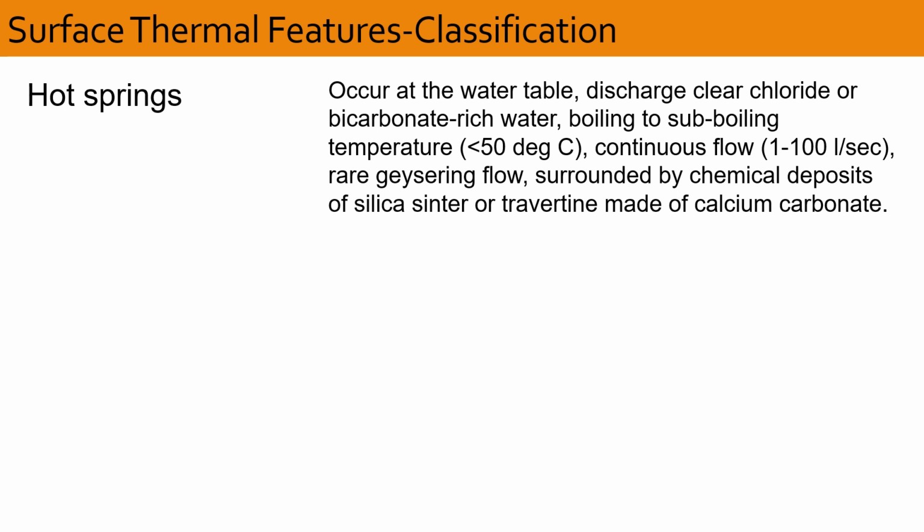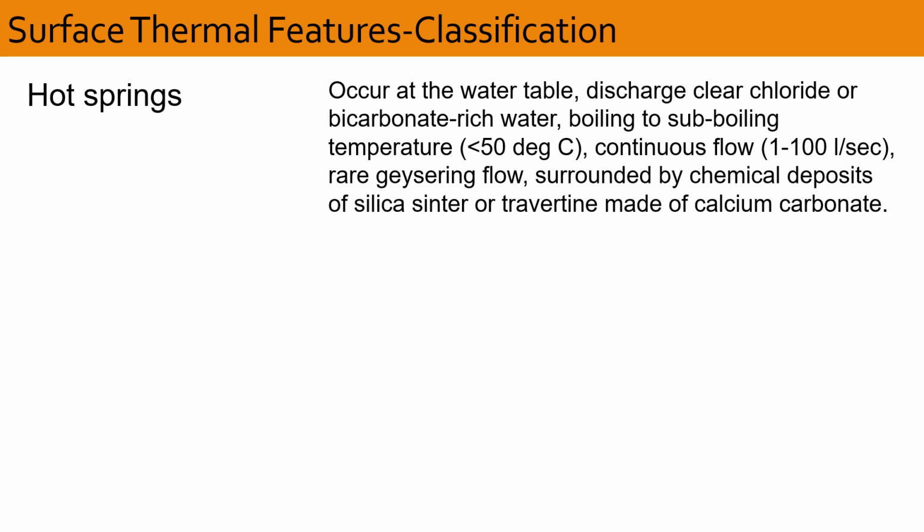To start, hot springs encompass the spectrum of surface features occurring at the water table. They discharge clear chloride-rich or bicarbonate-rich waters at temperatures that range from boiling down to subboiling of less than 50 degrees Celsius. Flow rates are commonly on the order of 0.5 to 5 liters per second, but in rare cases they can attain and exceed 100 liters per second. Evaporation is an important mechanism of mass transfer that is often difficult to quantify even if it is significant in terms of heat loss.